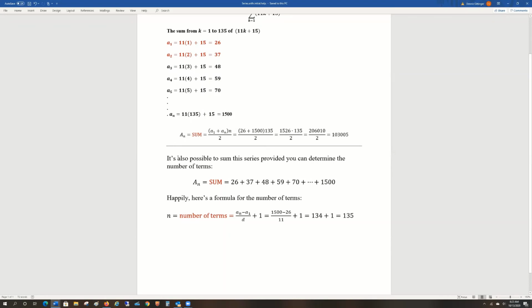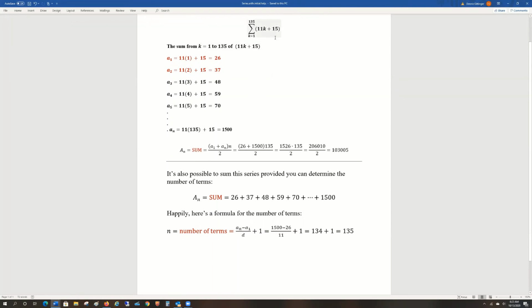It turns out that I could give you the same series without using sigma notation. That's what this is called. If I just gave you the answers, 26, 37, 48, 59, 70, and so on, like this. If I said to you, I want you to add up all these numbers, 26 plus 37, etc., all the way up to 1500, I'm just going to write sum because that's a little easier. In higher math, we usually call it capital A sub n, but that's a little unnecessary here.